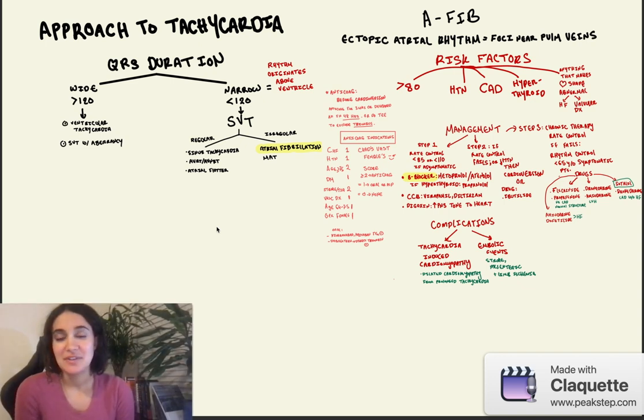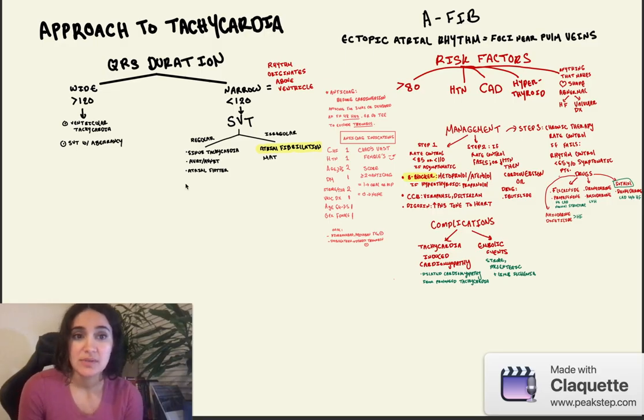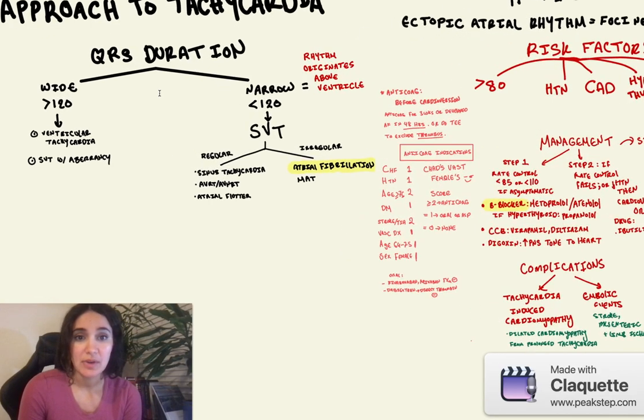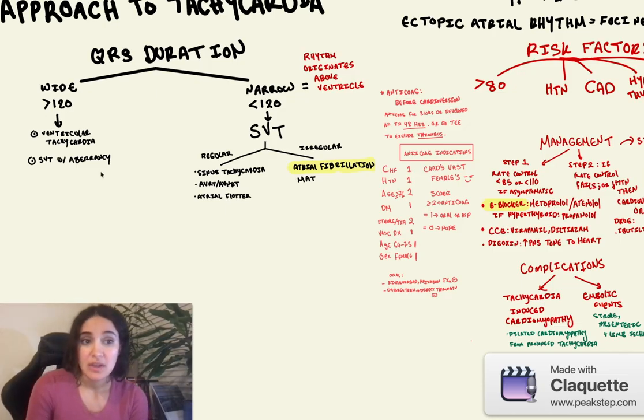So today I want to talk about something that always trips me up, and that's AFib management and complications, risk factors, kind of what do you do when you get an AFib patient, especially as it relates to step 2, step 3. So first off, the way you should approach any tachycardia is first you look at the QRS duration, all right? If you have a wide QRS over 120, then that's more likely a ventricular tachycardia.